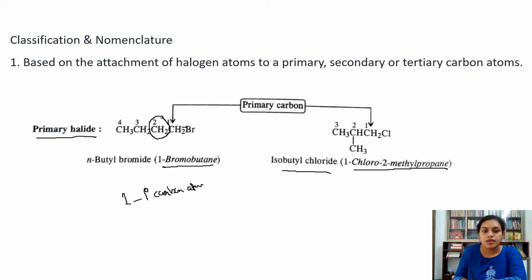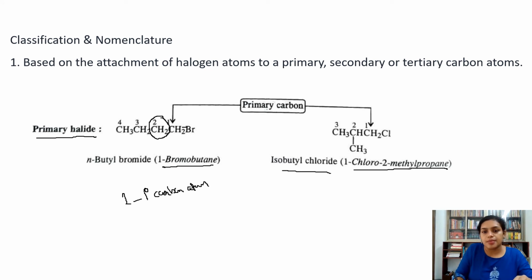The definition of a primary carbon atom is that the carbon atom which is directly attached to only one carbon atom is called a primary carbon, and the carbon atom which is attached to 2 other carbon atoms directly is called a secondary carbon atom, and a carbon atom which is directly attached to 3 other carbon atoms directly is called a tertiary carbon atom. So in both examples given here, the carbon atoms are primary, which means that they are directly attached to only one carbon atom.